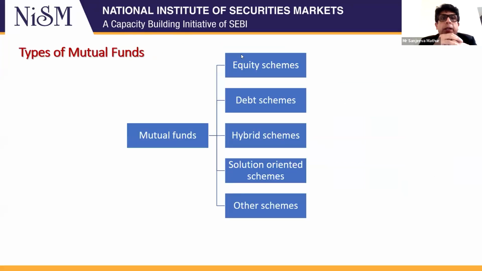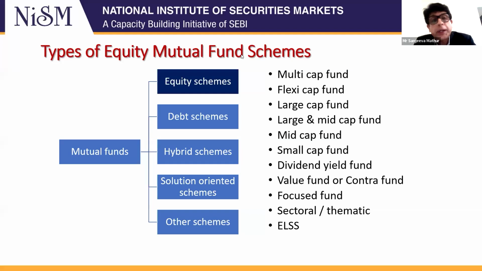Types, before I get into equity: you have equity schemes, debt schemes, hybrid schemes, solution-oriented, and other schemes. Under equity schemes is where the first problem of understanding starts. We have multi-cap, flexi-cap, large cap, you have the entire list in front of you, we have mid, small, you have value or contra. You cannot have both. A mutual fund can only have either a value fund or a contra fund. You have a focus fund, sector thematic, ELSS.